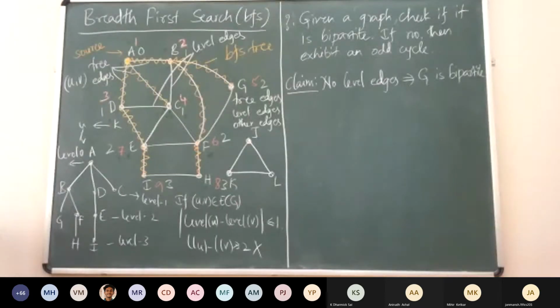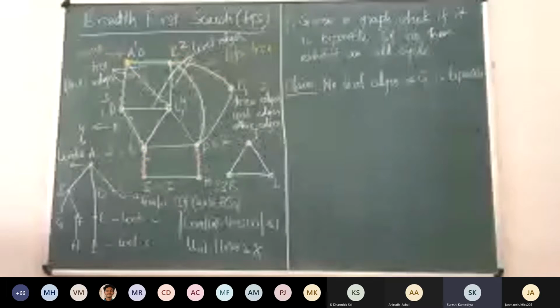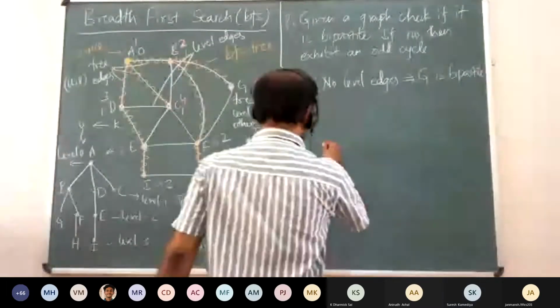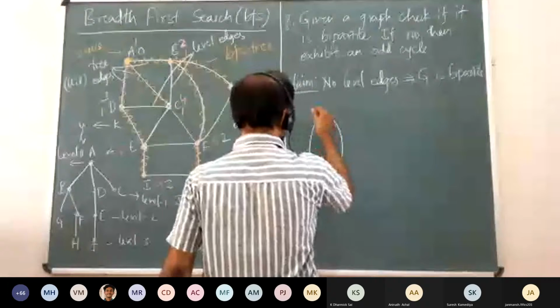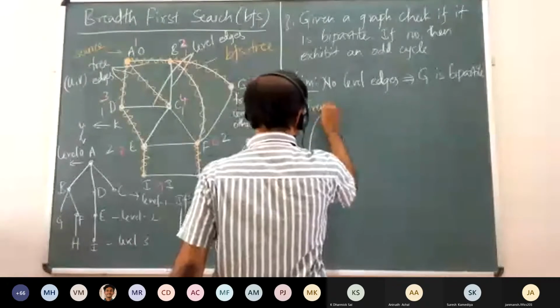So we can say that first we do BFS, and then we put the vertices in even levels in one set and the vertices in odd levels in the other set. Okay, Suresh is coming up with a bipartition. What he says is you take all those vertices at even levels.